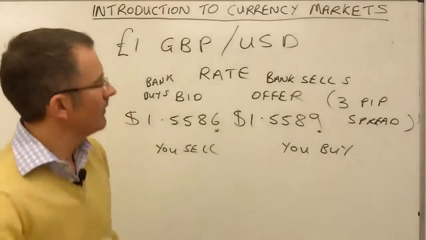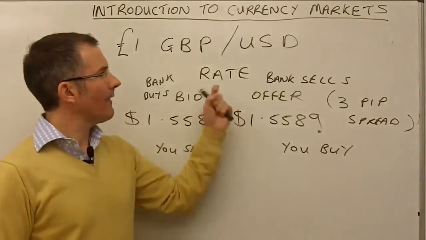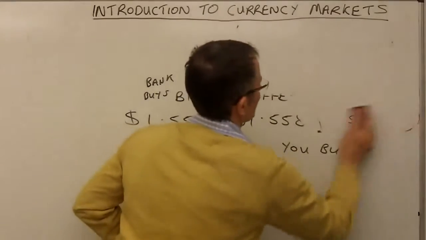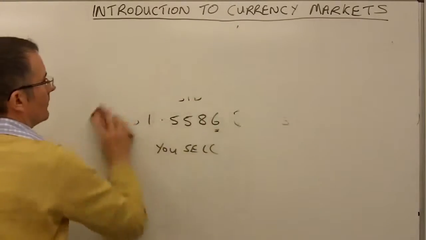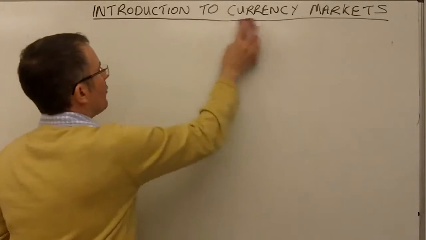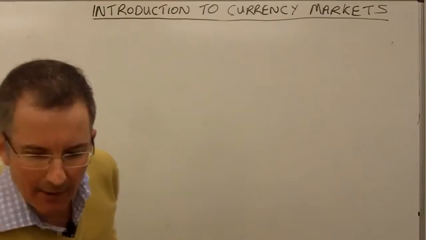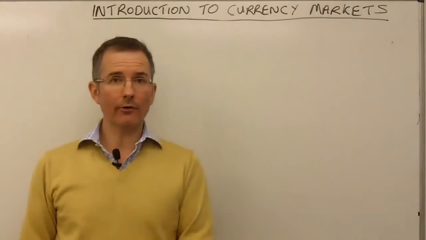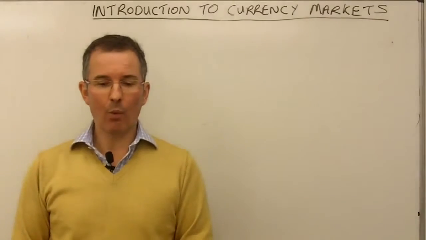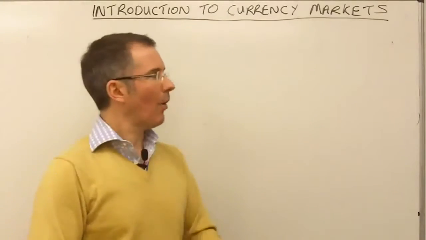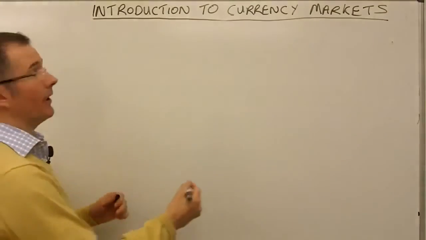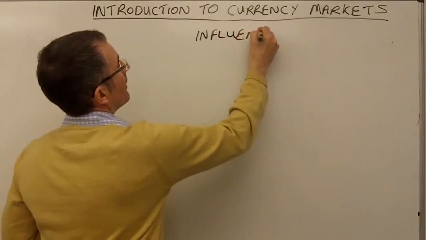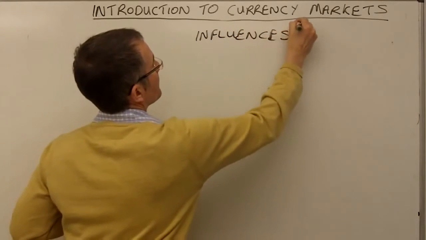Right, what influences that rate? It's all very well saying, well, I now know roughly what it means to buy and sell US dollars using sterling, for example, but why would I? If I was looking to trade, what influences the price of a currency or the exchange rate? And the answer is there are many factors.